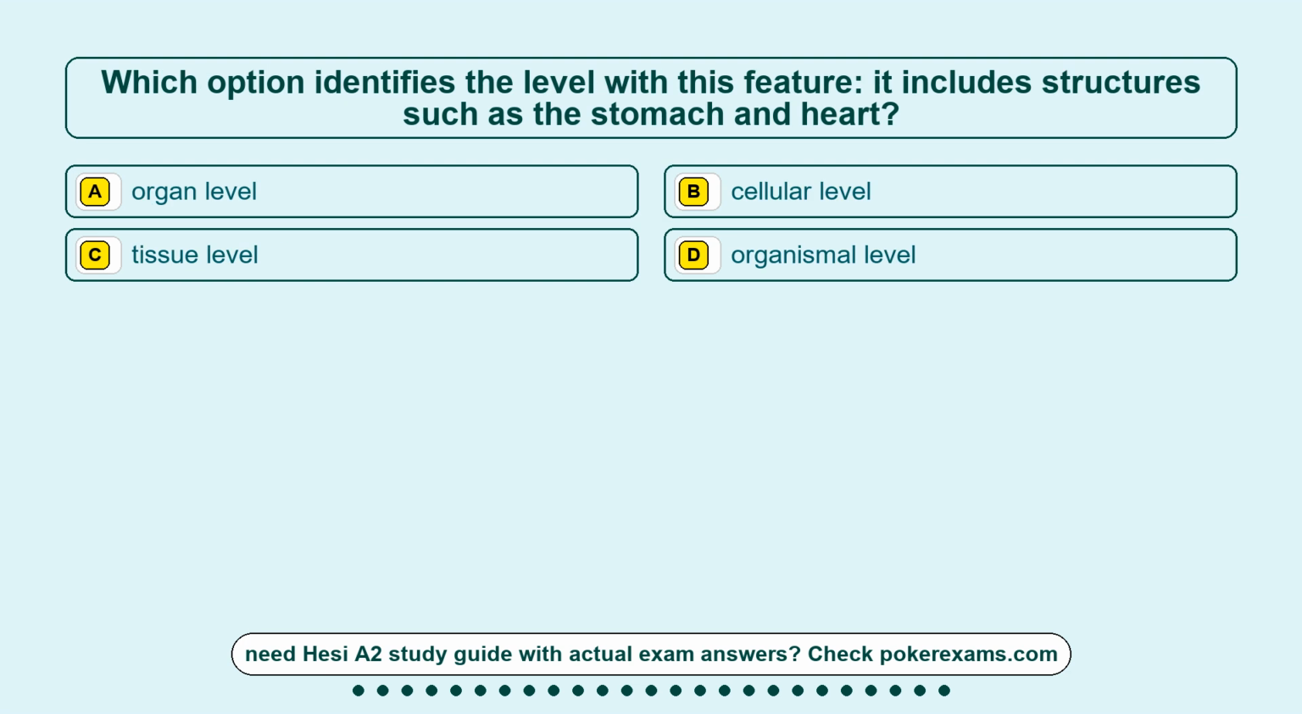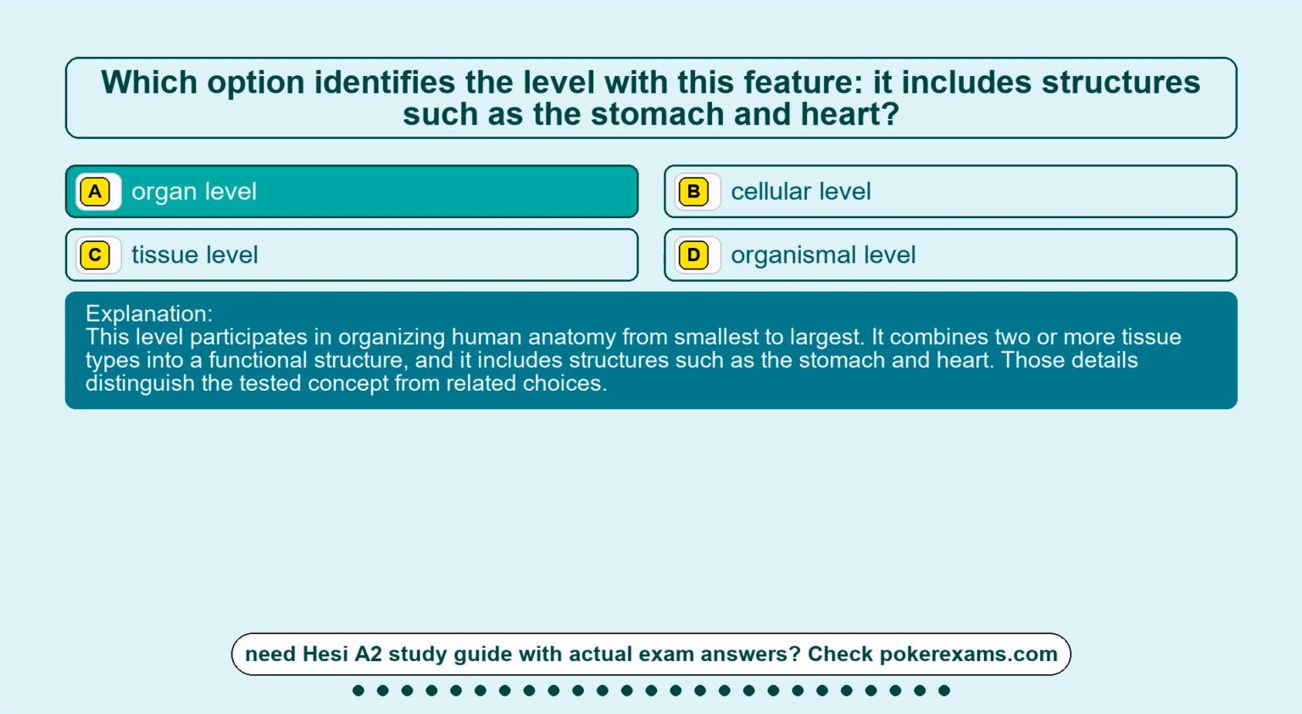Question 7. Which option identifies the level with this feature? It includes structures such as the stomach and heart. Option A, organ level. Option B, cellular level. Option C, tissue level. Option D, organismal level. The correct answer is option A, organ level.